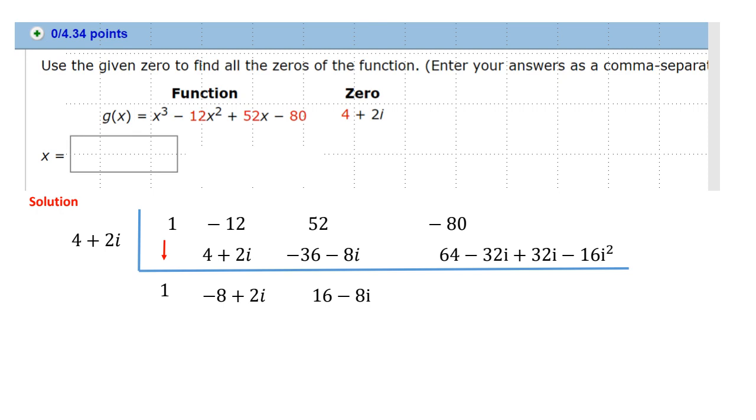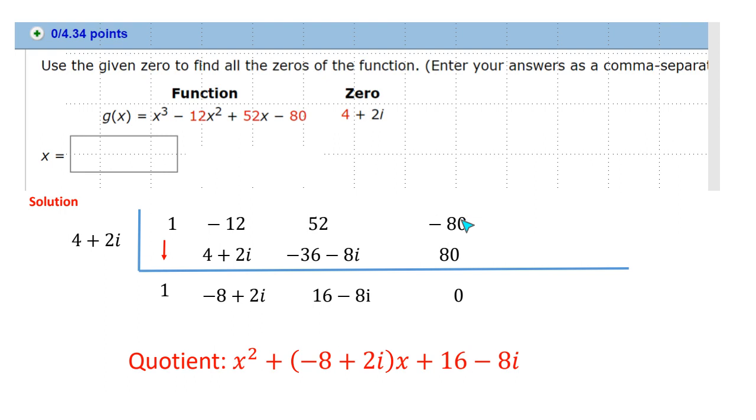positive, and I'm just showing you the work there. So positive 80 plus a negative 80 is 0. So if you don't get 0 here, then you know that you did something wrong, because they tell me it's a 0, so my remainder should be a 0.